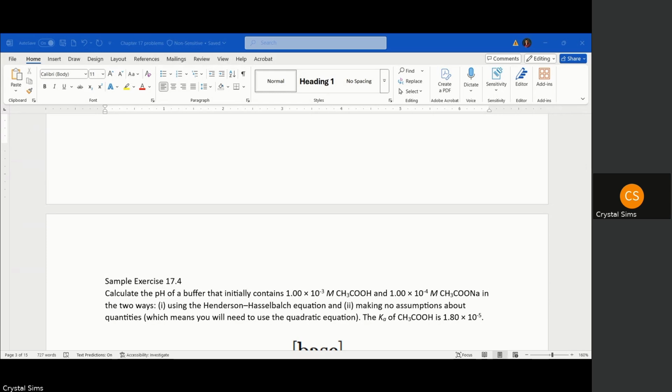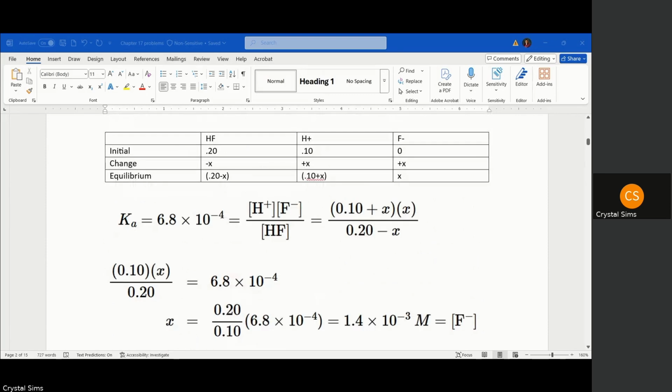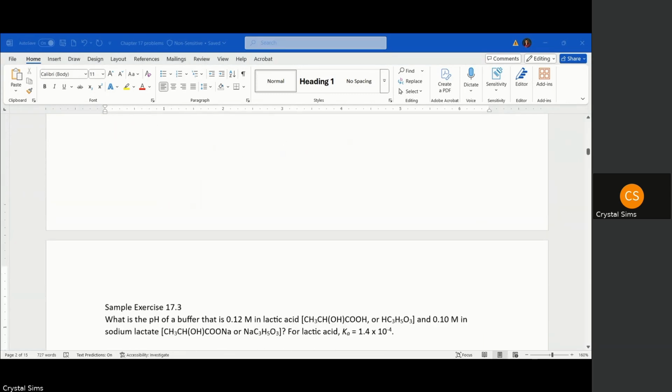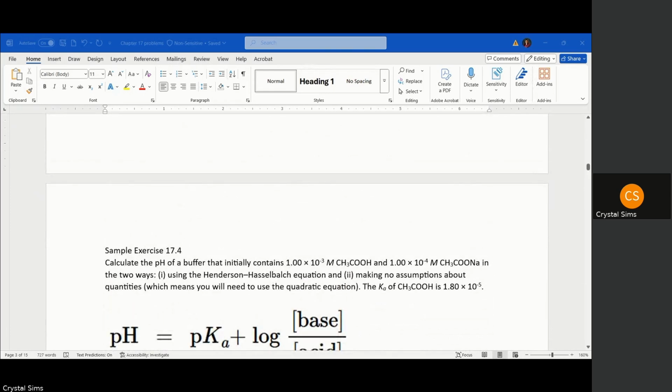So we have a buffer that contains acetic acid and sodium acetate, and they ask us to first use our equation and then to do it the long way, making no assumptions about our quantities, because when we use the Henderson-Hasselbalch equation, we have to make those assumptions, like we did up here. Let me go back up here for a second. We make the assumptions by not using the minus x and plus x here, because our Ka values are so small. So in this particular instance, they want us to do it both ways, and make no assumptions there.